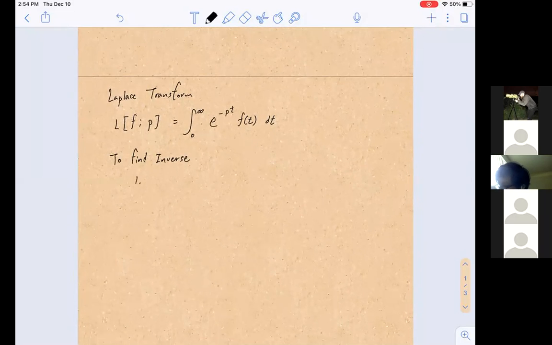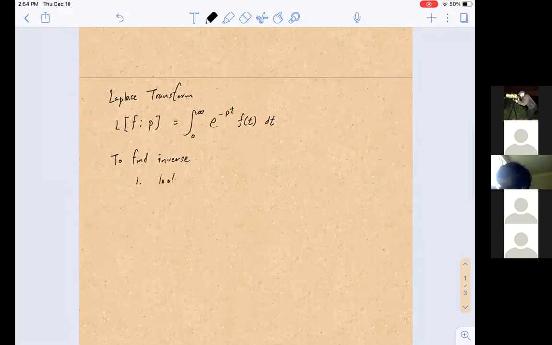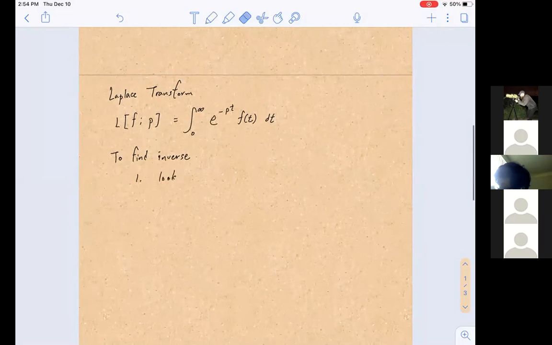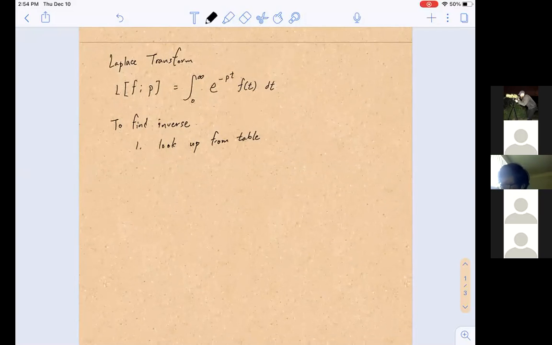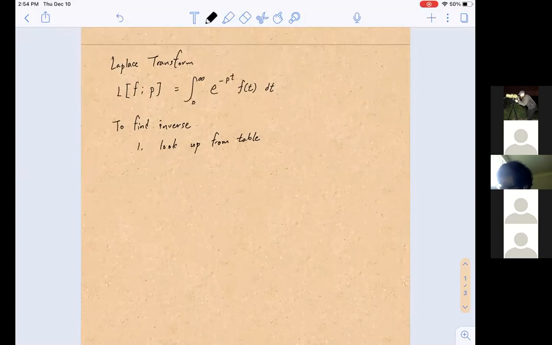There are basically two ways. One is you just look up the table, the table at the end of the chapter. The other way is to use convolution.